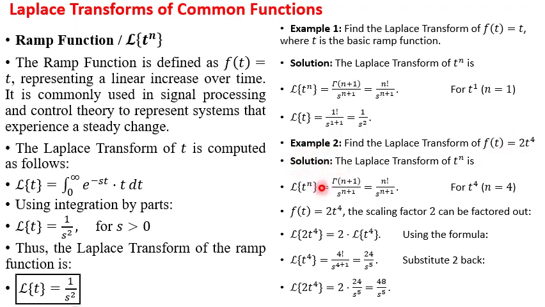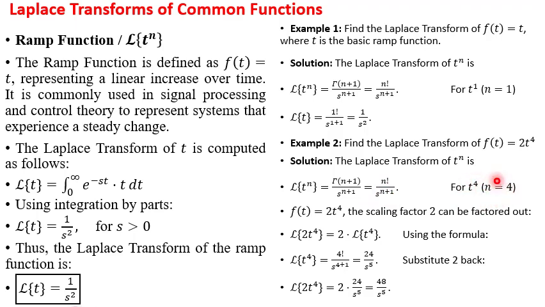So now, solution. The Laplace transform of t raised to power n is, so we first of all write the general solution of the Laplace transform of the power of t, and that gives us n factorial all over s raised to power n plus 1. So now in this case, n equals 4.